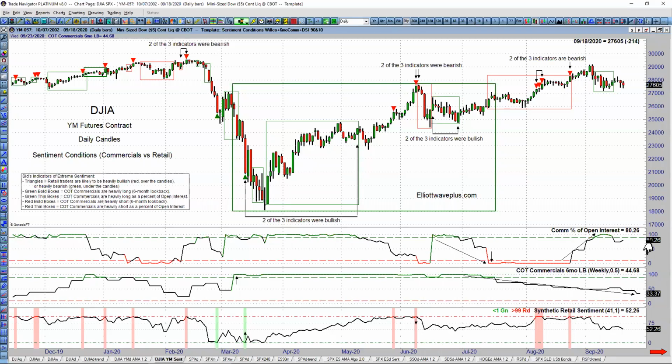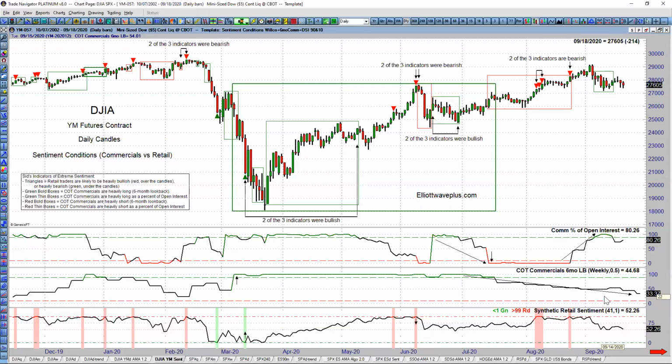It appears that there was a possible attempt to rotate into blue chips last week, with the commercials as a percent of open interest moving to the long side. But as you can see, the slower moving 6-month lookback looks at current commercial positioning and places it on a scale.